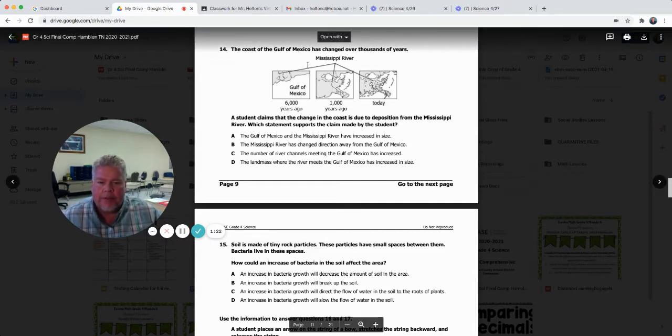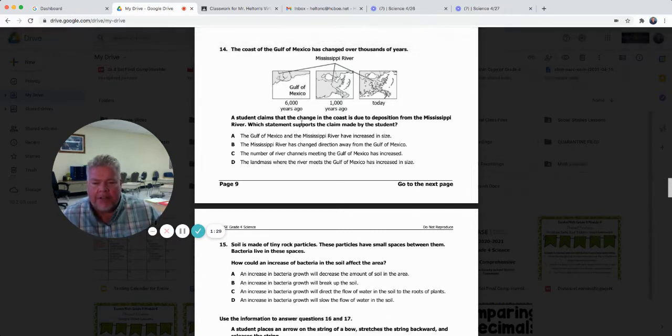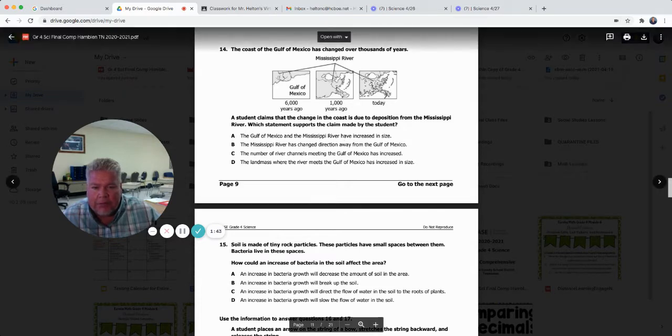Well, we look up here, we see it, Mississippi River. So this is the Mississippi River. Which statement supports the claim that the Mississippi River is depositing sediment in the water there? The Gulf of Mexico and the Mississippi have increased in size? No, they've gotten smaller, haven't they? They've got more land, less water.